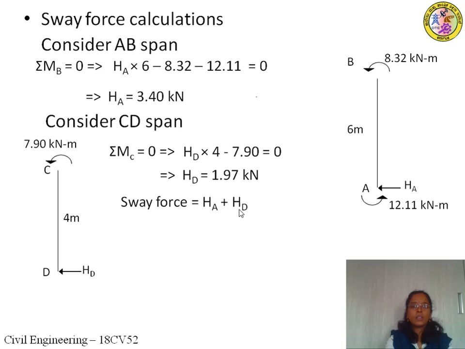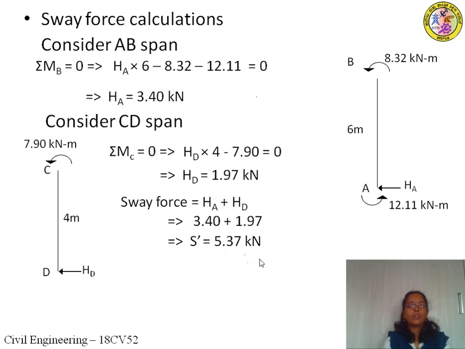Now let us find the sway force as the summation of HA plus HD. So that will be equal to 3.4 plus 1.97. Therefore sway force S dash is equal to 5.37 kilonewton. So we have obtained a sway force of 5.37 for the assumed fixed end moments. But what is the actual sway force? Actual sway force is 80 kilonewton.